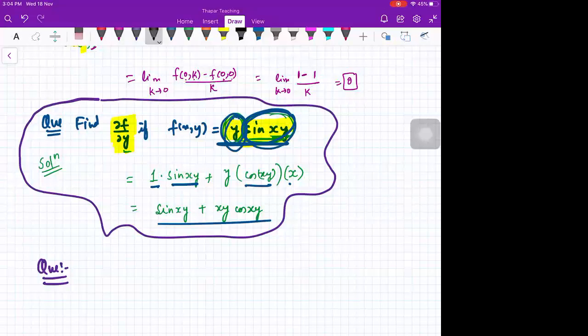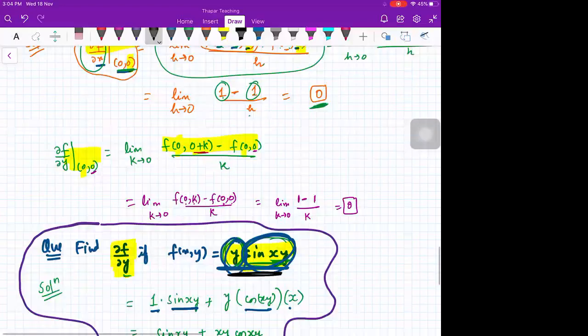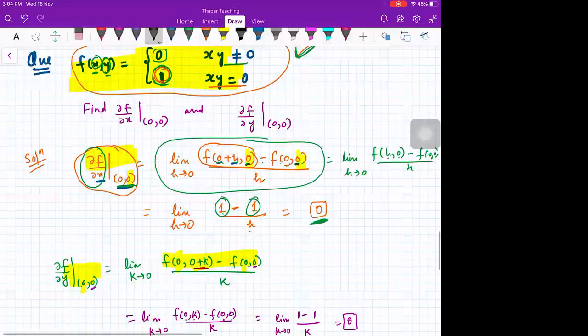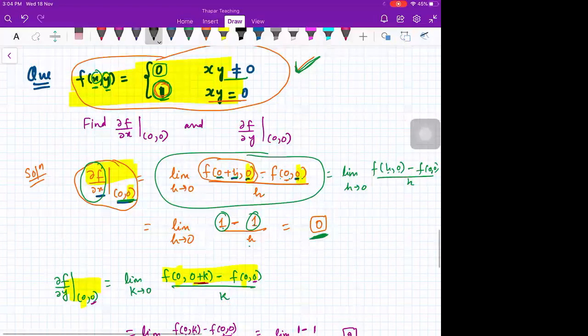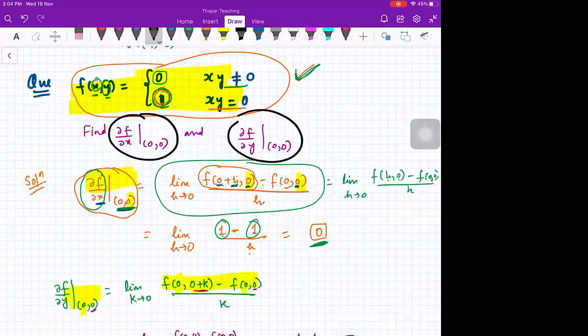Ma'am, in the last question, the one above this, the function is not even continuous, so how did we differentiate it? Yeah, this is what I want to tell. Here continuity is not required. You see, the derivatives exist. We will independently write them down. Continuity is not required.